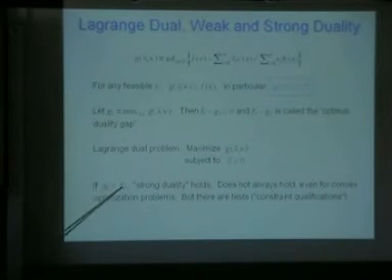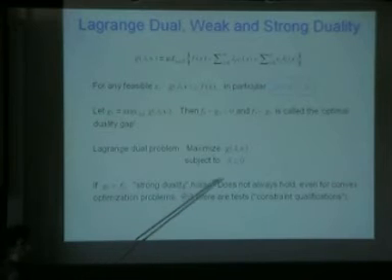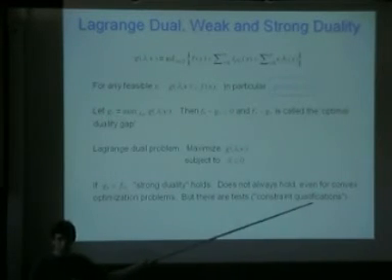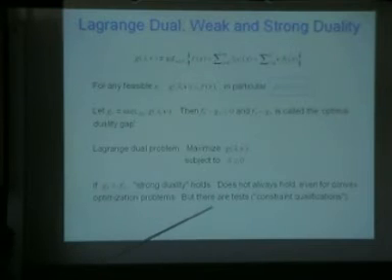If these two are equal, if they actually bump into each other, then strong duality holds. This means the duality gap is zero, it vanishes. It doesn't always hold, even for convex optimization problems. There are convex optimization problems for which this is not true. And there are non-convex problems for which it is true. So you just have to check. However, there are tests you can do to see if strong duality holds for your problem or not.